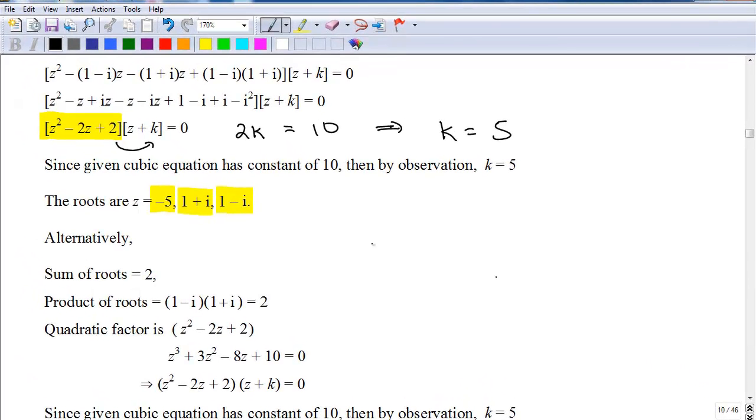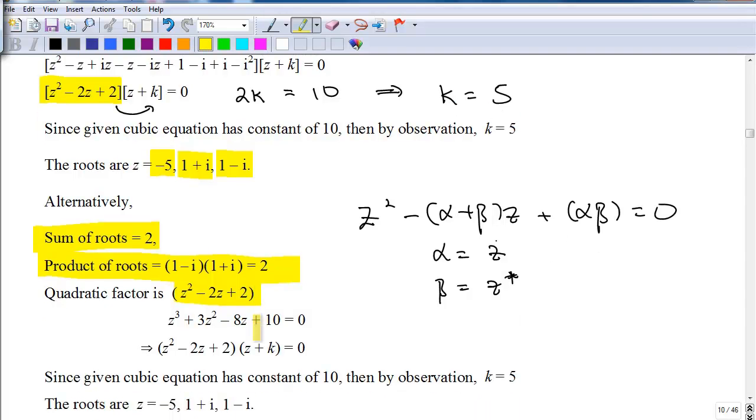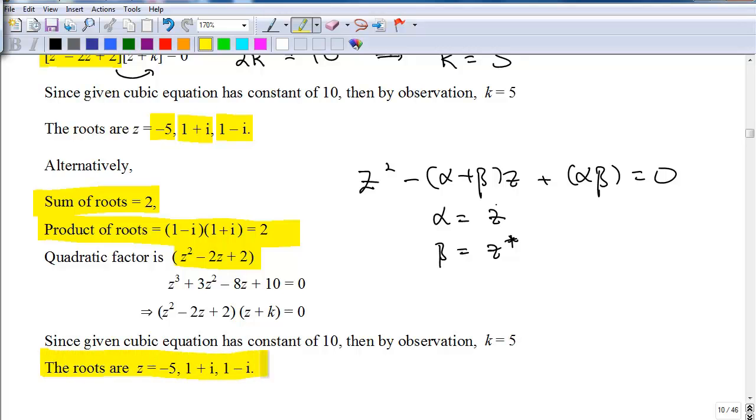Alternatively, we could also make use of this formula, z squared minus (alpha plus beta) z plus alpha beta equals 0, to help us work out the quadratic factor. The alpha that I will use is my z, and the beta that I will use is my z conjugate. So I leave this for you to try. You can work out the sum of roots to be 2, product of roots to be 2 as well, meaning your quadratic factor will be z squared minus 2z plus 2. Then everything else will be the same as the previous method.